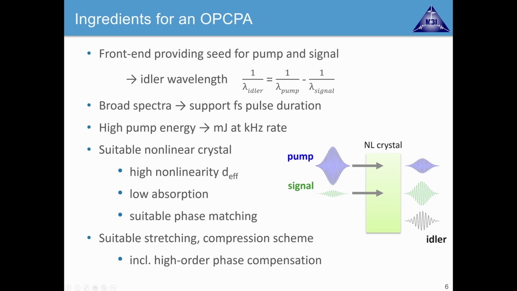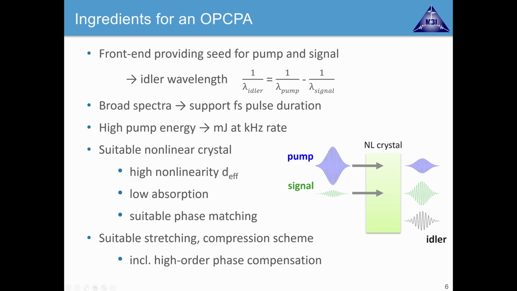Then you need a high pump energy, because this is basically determining your gain to some extent in your system. And if, like here, we're going to work at millijoules at a 1 kilohertz rate, the translation is quite easy. So 10 millijoules equals 10 watts average power at 1 kilohertz repetition rate. Then you need a suitable nonlinear crystal. The crystal here needs to have a high nonlinearity in order to enable a high gain. Then you need low absorption.